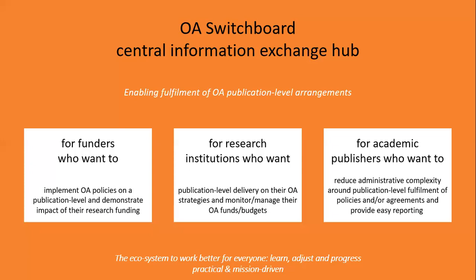The OA Switchboard is an initiative by three primary stakeholder groups, and it's also for those three stakeholder groups. It's for funders who want to implement OA policies on the publication level and demonstrate impact of their research funding. It's for research institutions who want publication level delivery on their OA strategies and monitor and manage their OA funds and budgets. And it's for academic publishers who want to reduce administrative complexity around publication level fulfillment of policies and/or agreements and provide easy reporting.